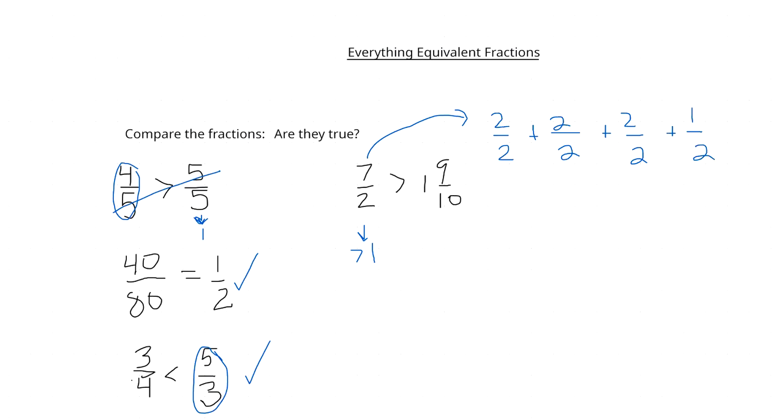And I know 2/2 is the same as 1. And so I'm going to make all of these ones. And then I'm going to bring down 1/2. And when you add 1 plus 1 plus 1, you get 3 and a half. So now I could compare these fractions. I know that 7/2 is the same as 3 and a half. And if I compare my whole numbers, 3 is bigger than 1. So therefore, this is true because 7/2 is greater than 1 and 9 tenths.